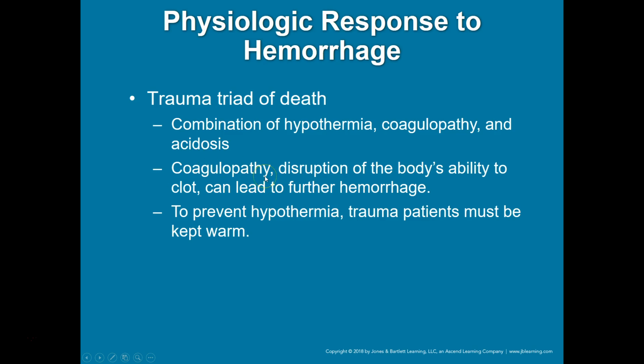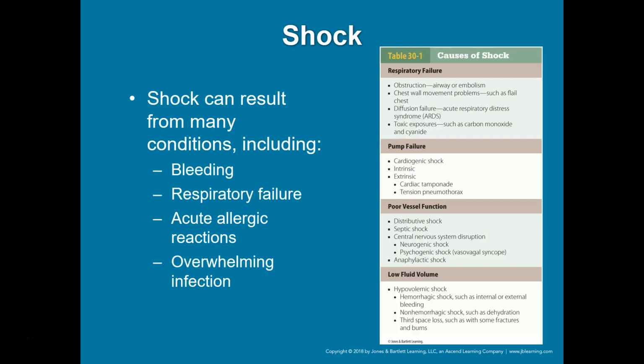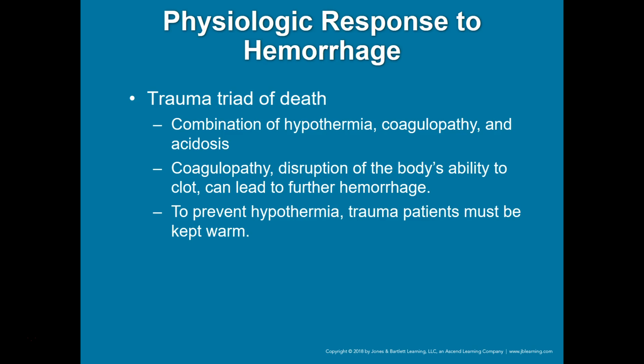Coagulopathy is the disruption of the body's ability to clot. It can lead to further hemorrhage, and then hypothermia, so the patient's losing body heat. The important thing to understand is that they all play on each other. When one gets worse, the next gets worse, and the next gets worse. It's a feedback loop, a circle that won't stop. It's on page 1587 of our books, and I think it's pretty important to understand.